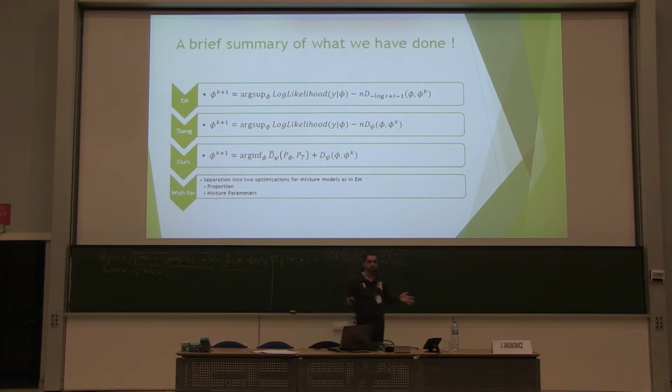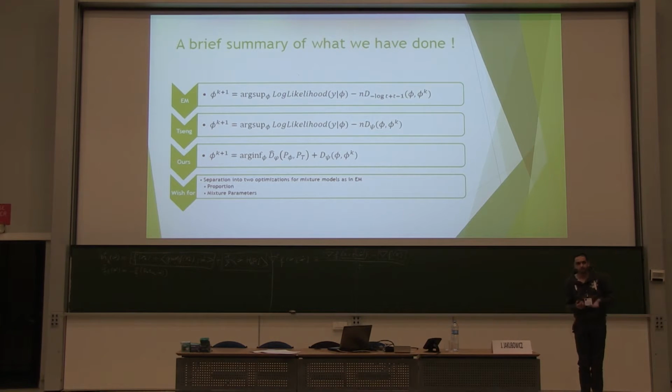A brief summary of what I've done till now. I started with the EM algorithm and its proximal formula, likelihood and a distance-like function. Then the generalization of Tseng, which transformed this term into this one with any non-negative convex function psi. After that, I replaced the log likelihood and did what is necessary to obtain a phi divergence and a distance-like function. And this is what I proposed as an algorithm.